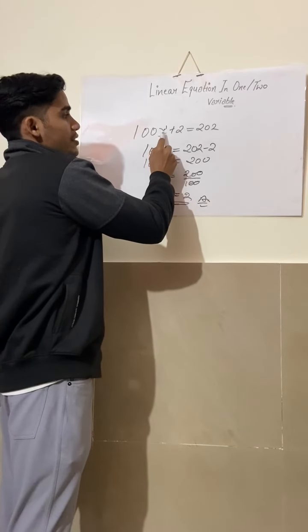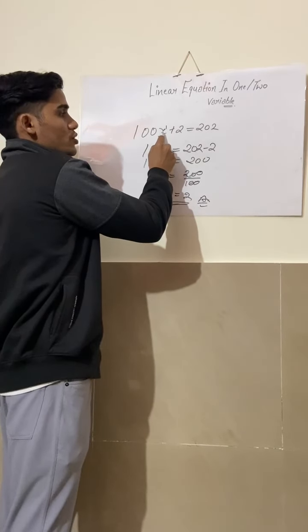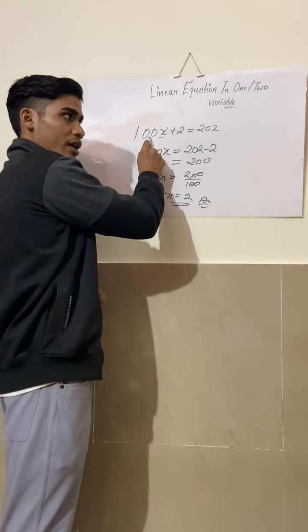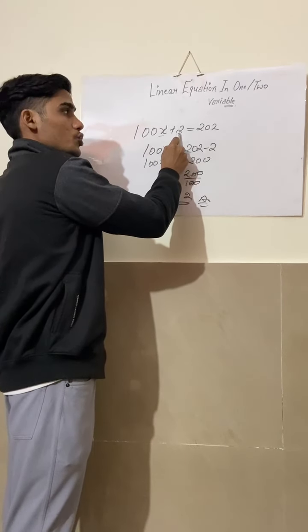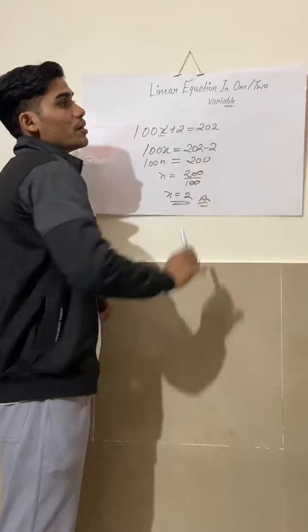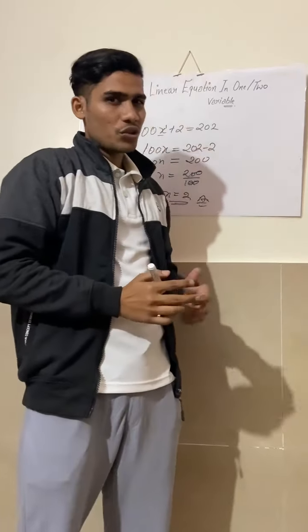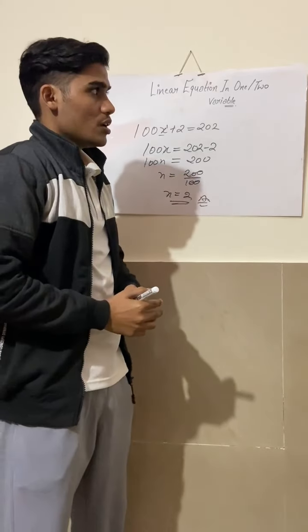Now put 2 in place of x, it means 2 multiplied by 100 makes 200, and 200 plus 2 is 202. Both sides become equal. It means it is satisfying our equation. So x is equal to 2 is the solution of this equation.